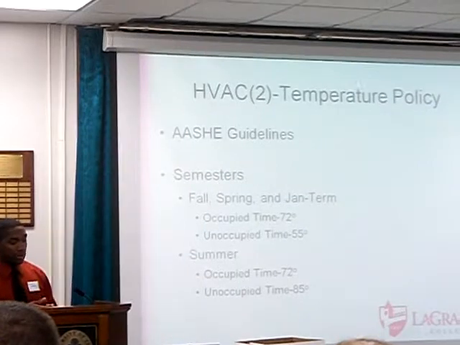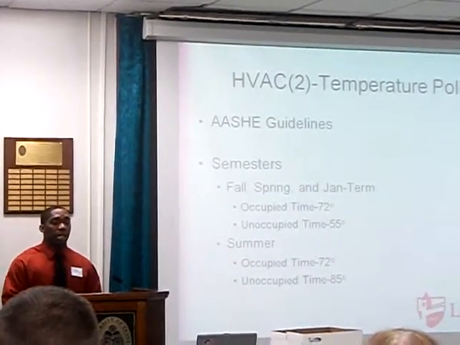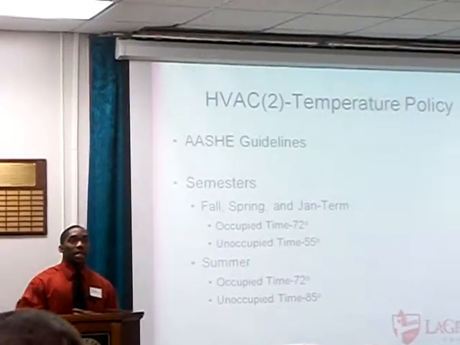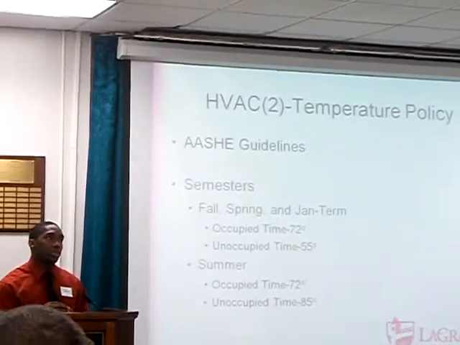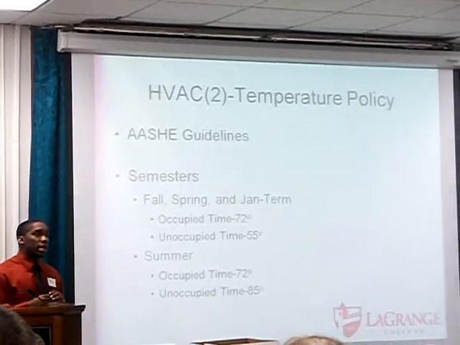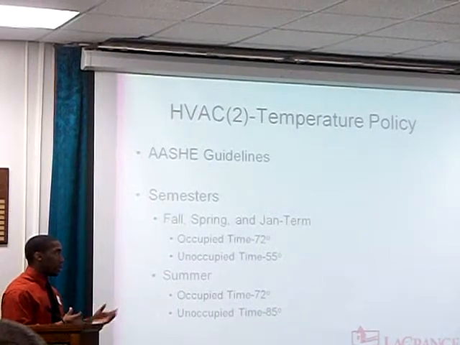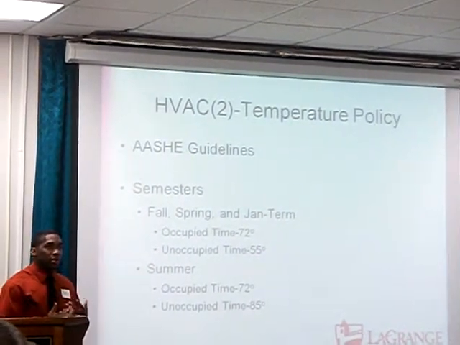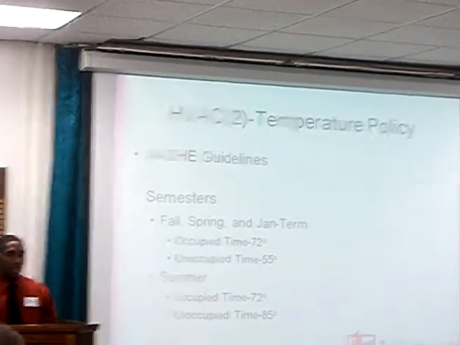For the summer, we did the exact same thing for the occupied time between 8 and 5. We put it at 72, and then for our unoccupied time, we used 85 degrees, and then we cut our cooling down. Now you can see a couple issues that might arise from here, because if we do it like this, then the air conditioner's going to have to work harder for a longer period of time. So there can be some issues there. Okay?